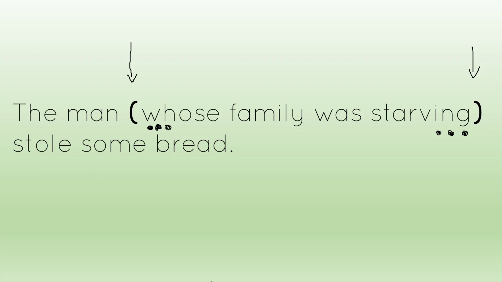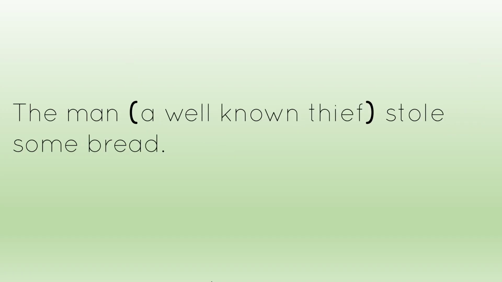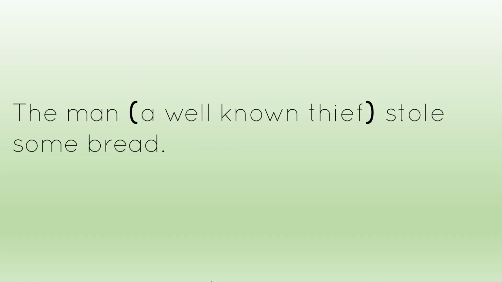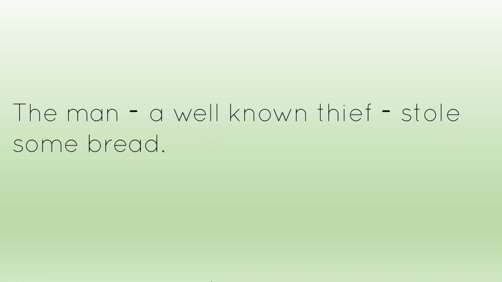Now, as a writer, we don't have to use brackets. But in this example, the second example we do, the man, a well-known thief, just to show you the two examples. So, whose family was starving, a well-known thief, both add more information and both use brackets. I could have used dashes, however. So the man, a well-known thief, the dashes act in exactly the same way, just to create an imaginary box around a section to show that it's parenthesis.